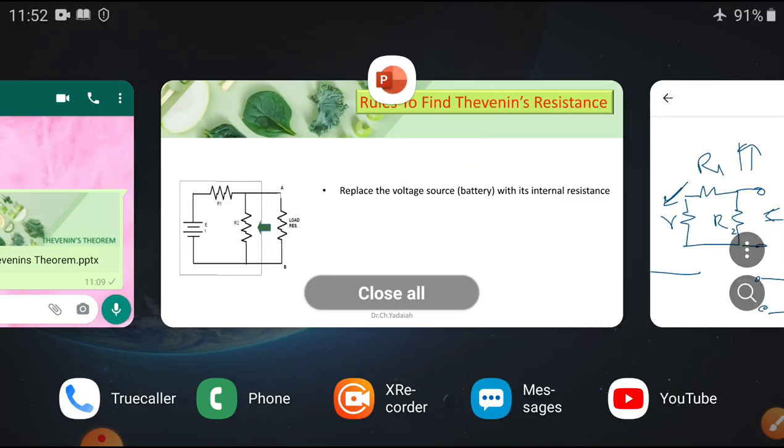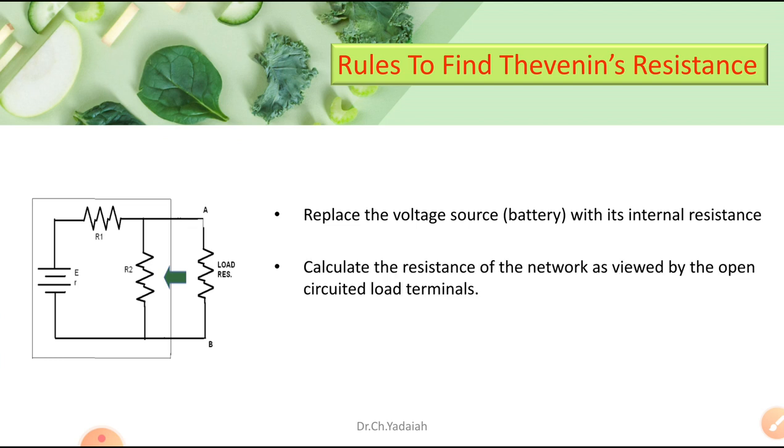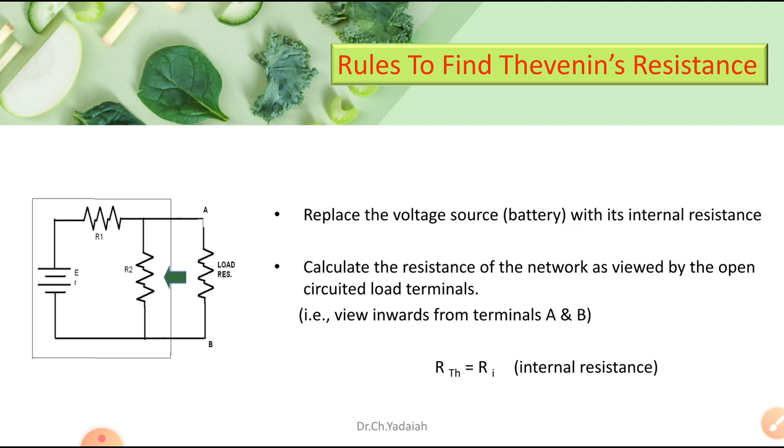go to our circuit. Now replace the voltage source with its internal resistance and calculate the resistance of the network as viewed by the open-circuited load terminals. That means you see it across the AB terminals. Then what are we going to get? Simply R1 and R2 connected in parallel, that is equal to R1 into R2 by R1 plus R2, equivalent to R Thevenin's. Okay, that we can say is the internal resistance. So you can see this is the thing.